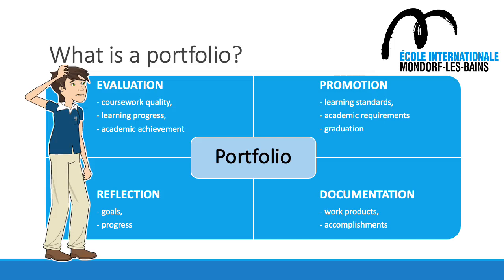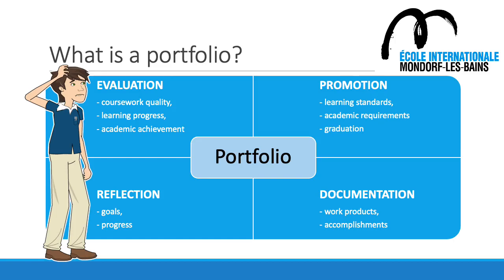What do we understand by portfolio? In general, a portfolio is a compilation of academic work and other forms of educational evidence. It is assembled for the purpose of four key elements: evaluation, promotion, reflection, and documentation of learning.